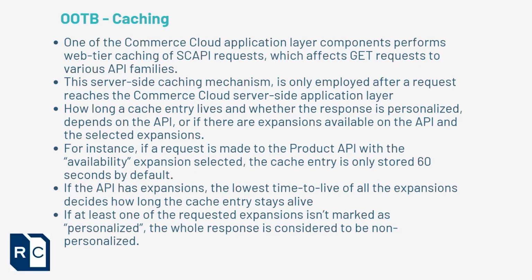So again, in this case, if you had an availability expansion pack and then some other expansion pack, like the product name, for example, that has an expiration of maybe a couple of months, your API response would still expire after 60 seconds based on the availability expansion pack.